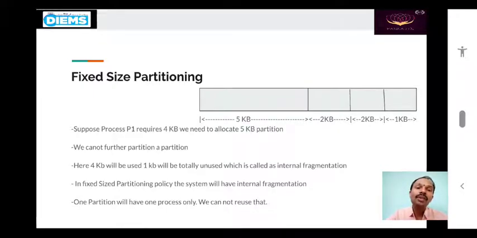Here one partition will use only one process, and we cannot reuse that, right? Now after understanding fixed size partitioning, let us move to the variable size partitioning scheme, which is another type of contiguous memory allocation scheme.